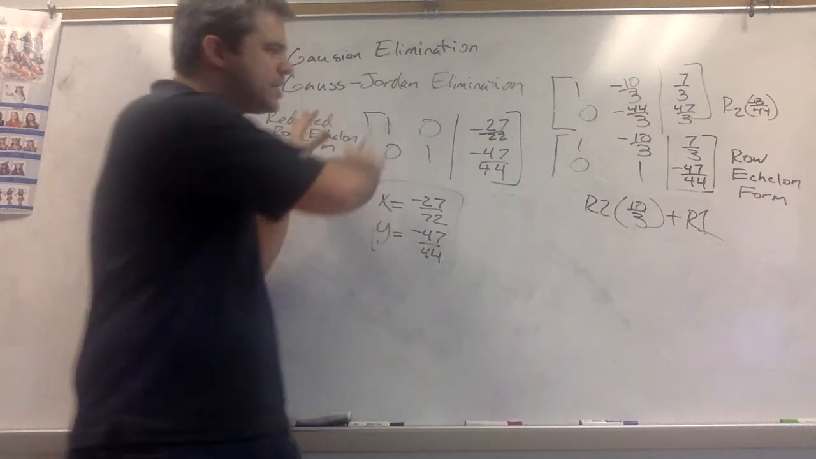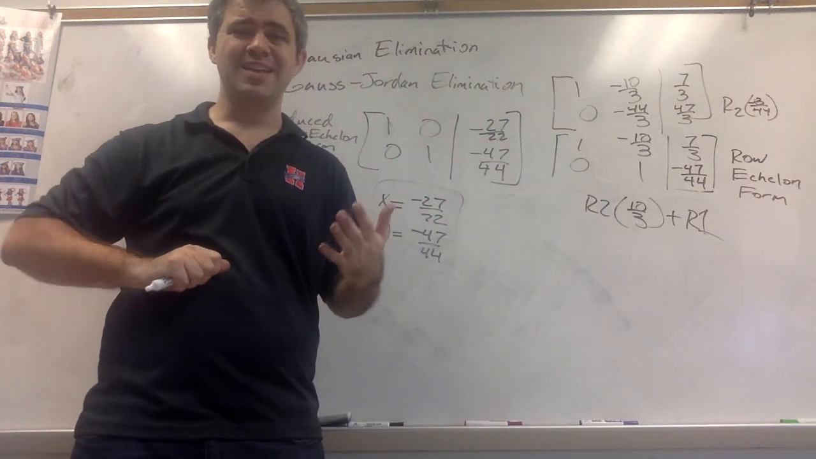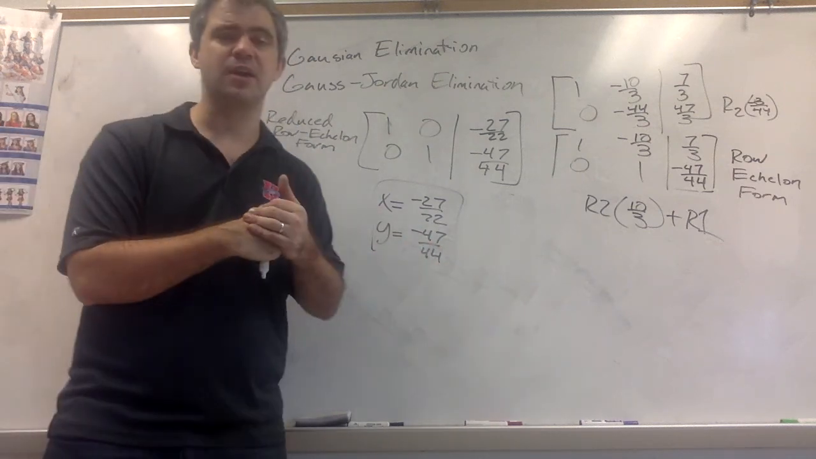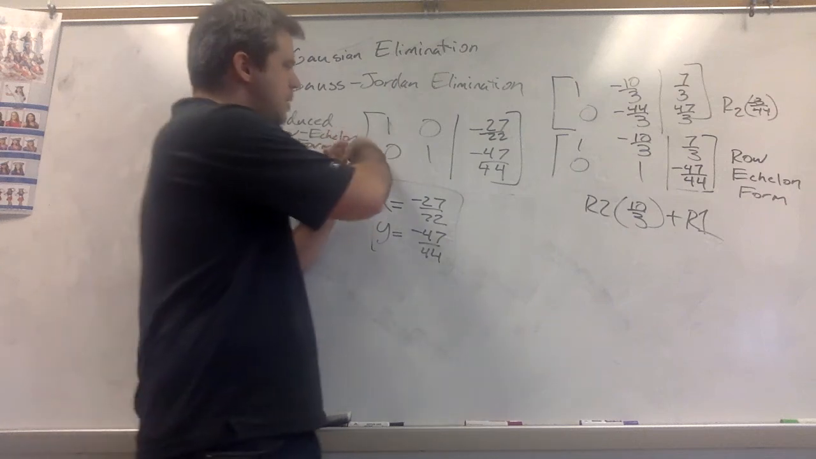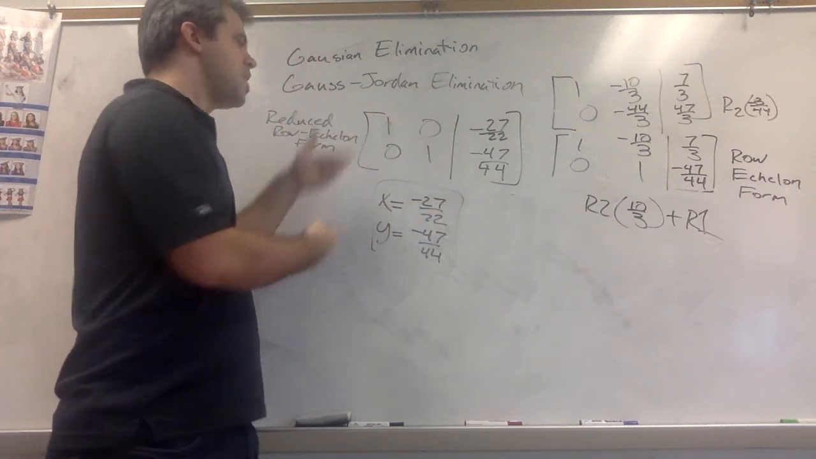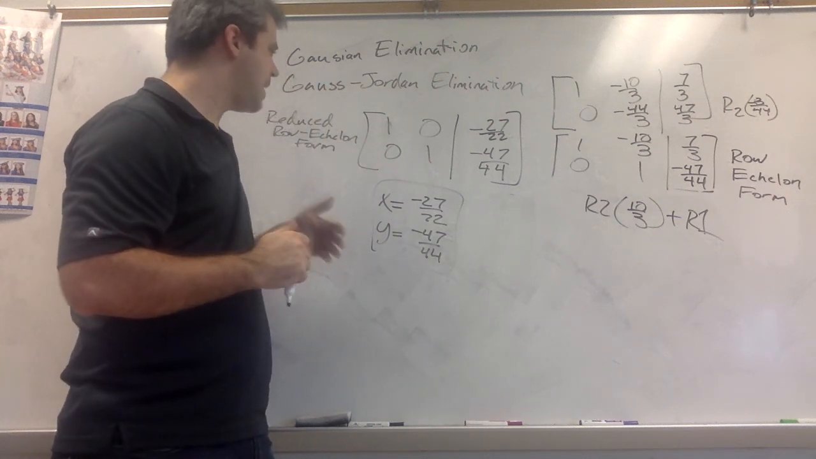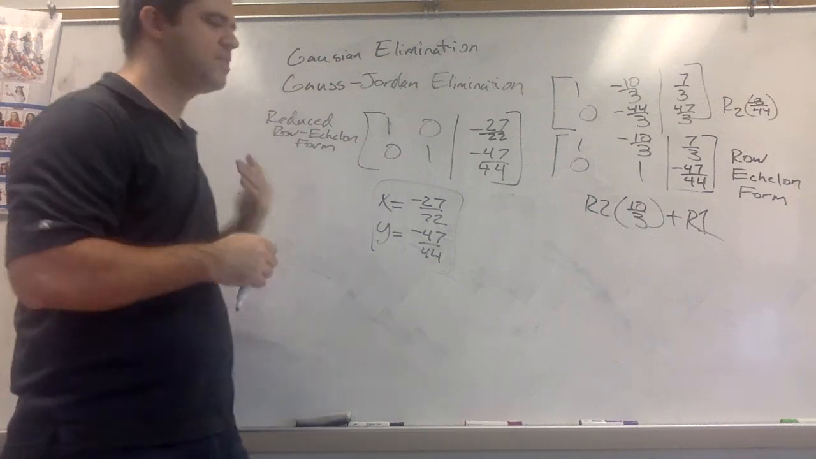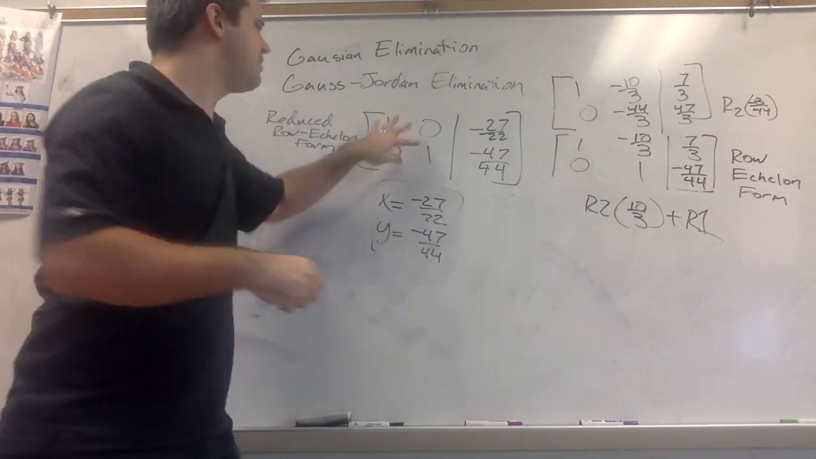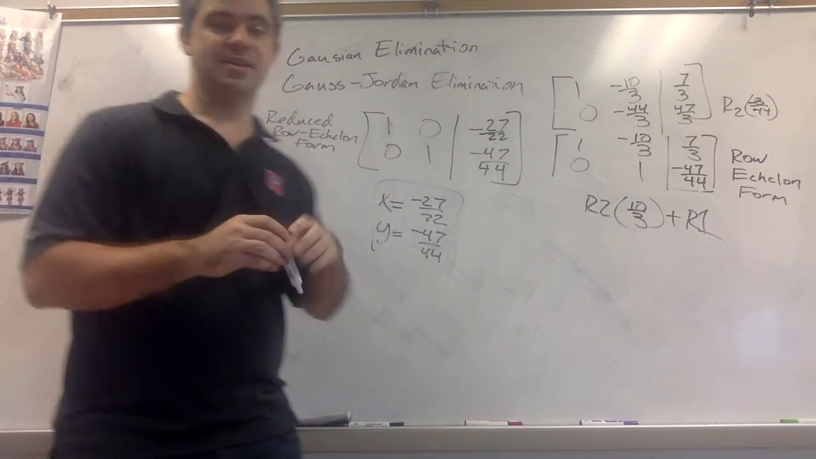I know this was a tedious process. I need you to understand the process, but typically we're just going to let a calculator handle this for us. But that's how we're getting here: we're multiplying these rows, we're adding them to other rows, and that's how we're doing this form of elimination. It's the same stuff we were doing before. We've just taken the coefficients away. So that's how we do that.